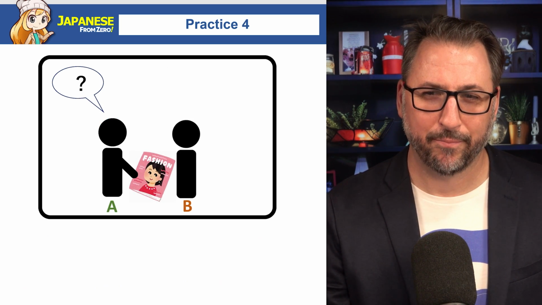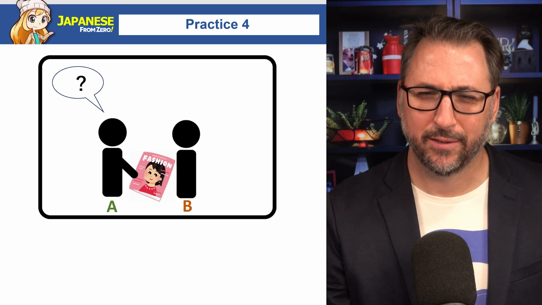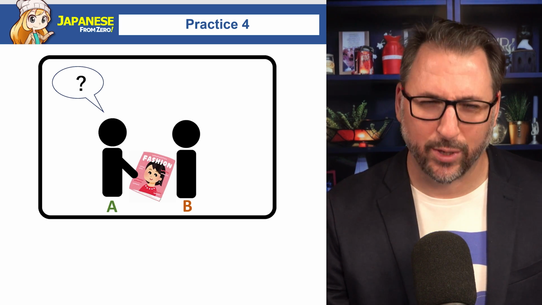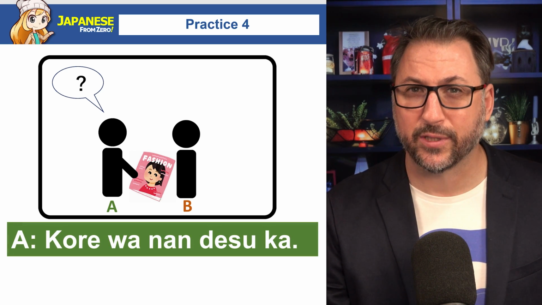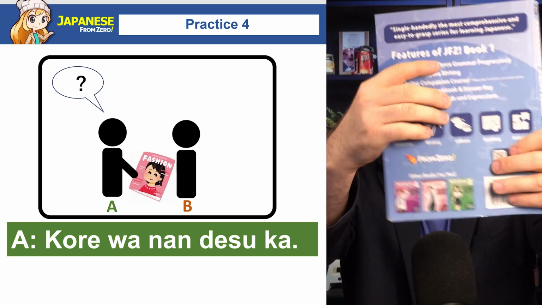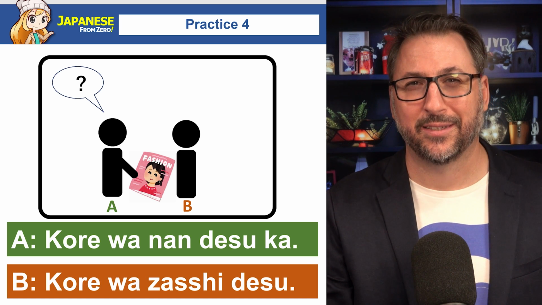Fourth practice. What's happening here? They're both very close. They have this fashion magazine. What does A say to B? これは何ですか? What is this? Nothing changes. It's close to him. He's touching it. But now the difference is B is right there with him. He's holding the magazine with him. He says, これは雑誌です. This is a magazine.